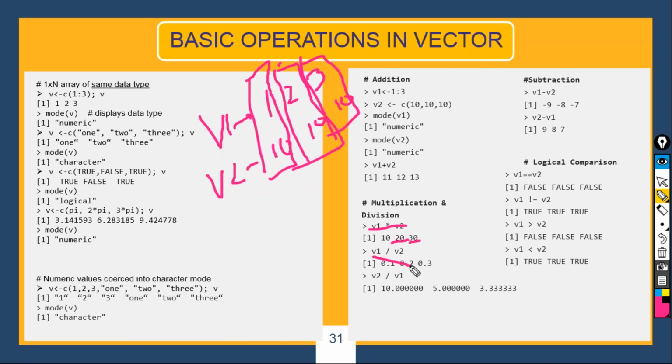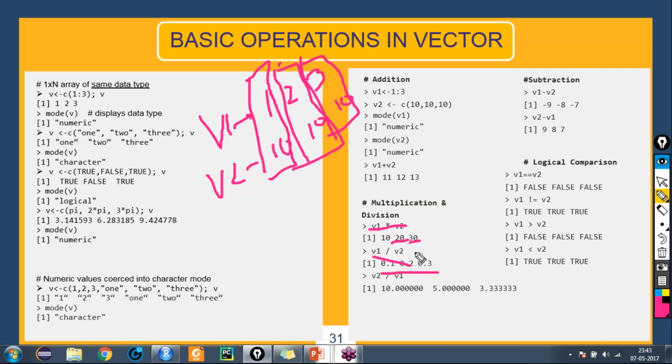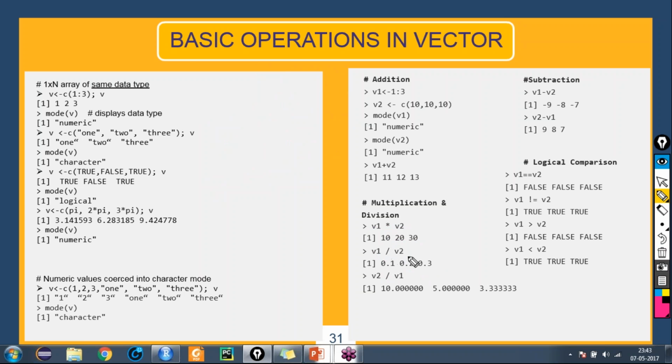And same with division, the results are here. We have done V1 by V2 and this is V2 by V1, right? Simple division. Same with subtraction. When you do V1 minus V2, it comes out negative. When you do V2 minus V1, it comes out positive. Easy. Logical operator. What does this mean?